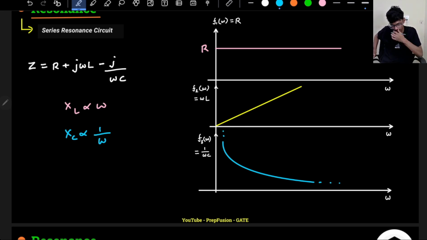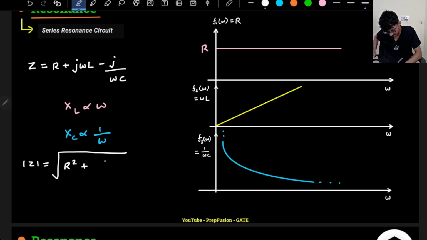So these are all the values. Can you write the magnitude of Z or impedance? So this is the square root of R squared plus (omega L minus 1 by omega C) whole squared.